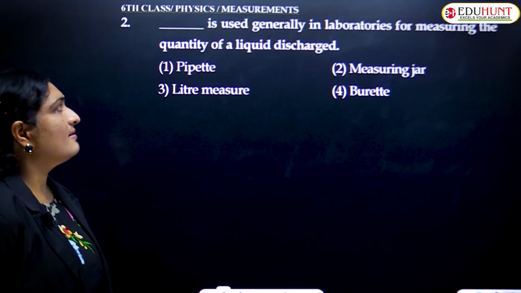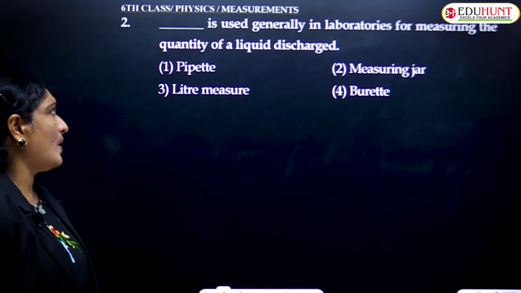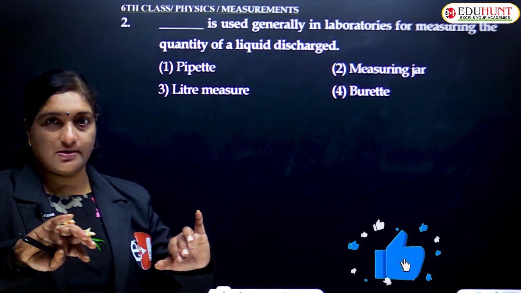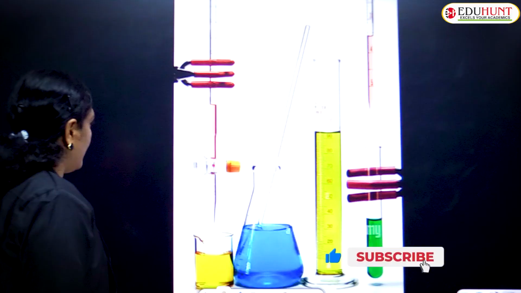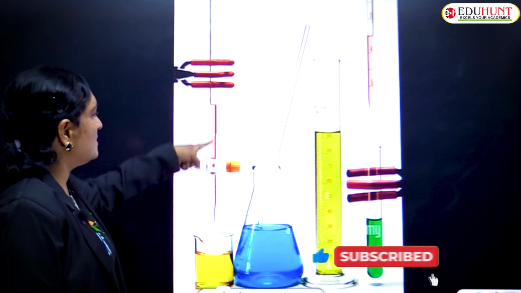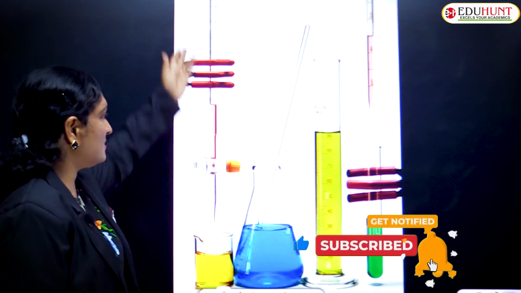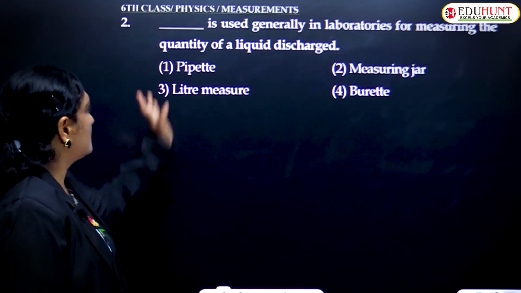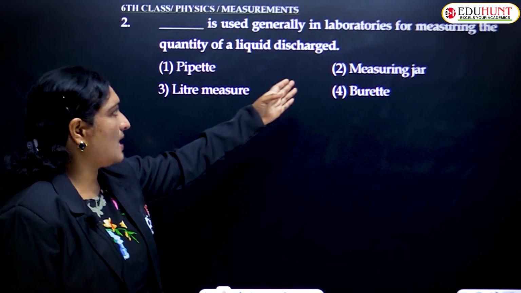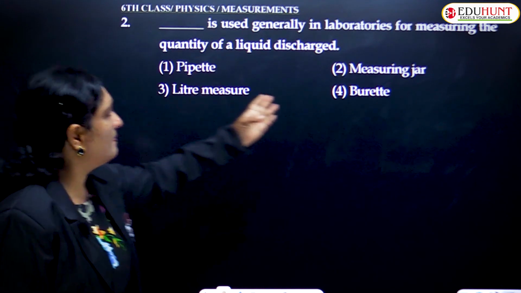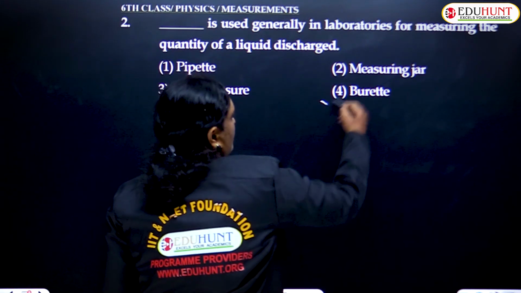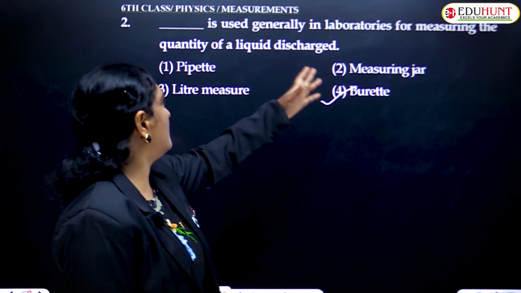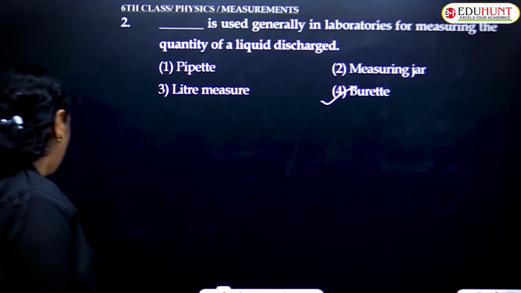A burette is used generally in laboratories for measuring the quantity of liquid discharged. In order to measure the amount of liquid discharged, we use this instrument, and this instrument is called a burette. So the quantity of liquid discharged can be measured based on the burette.